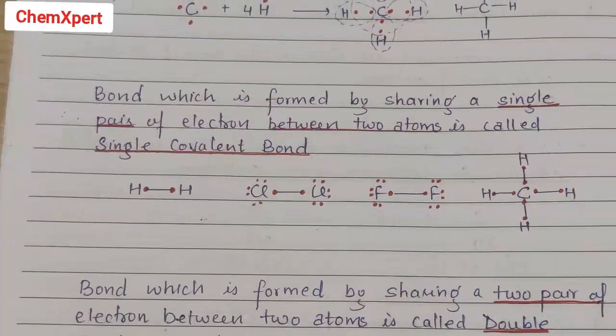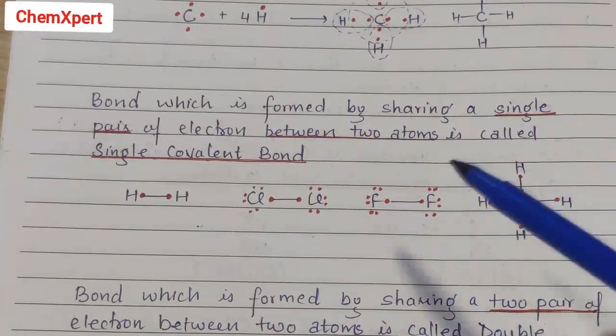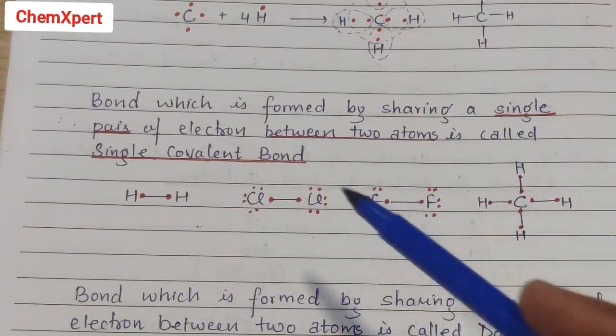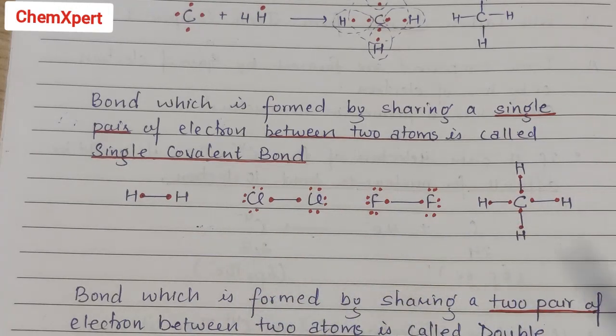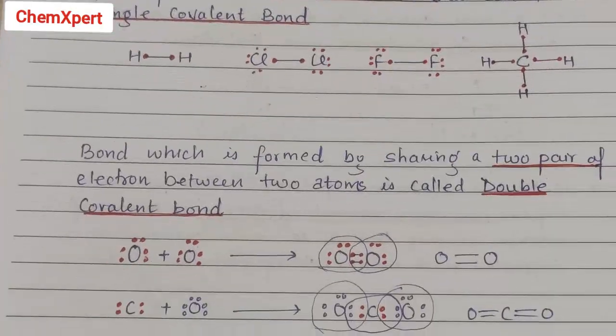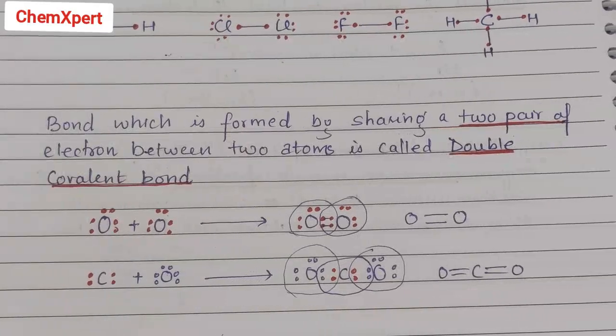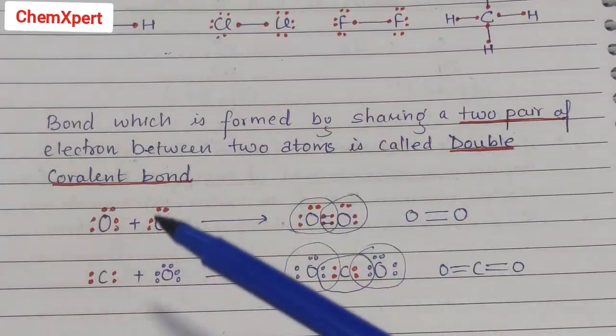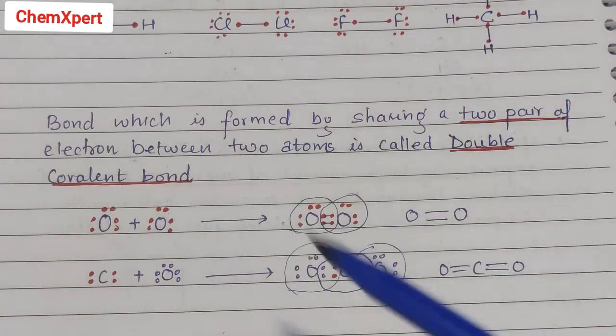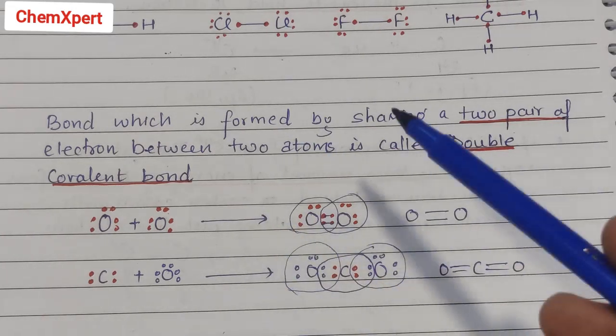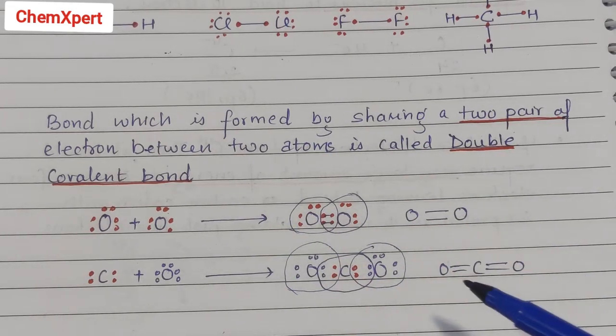Define a single bond: the bond which is formed by sharing a single pair of electrons between 2 atoms. These examples we have already discussed. Now what is a double bond? The bond which is formed by sharing 2 pairs of electrons between 2 atoms is called a double covalent bond. Give examples: O2, CO2.